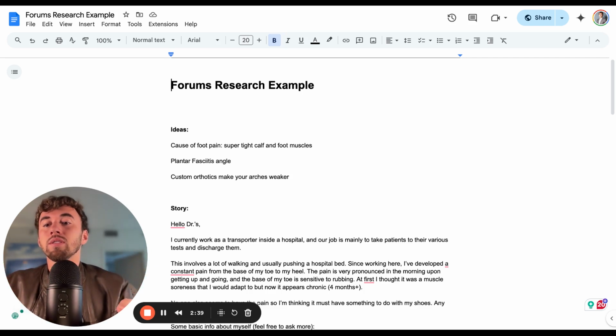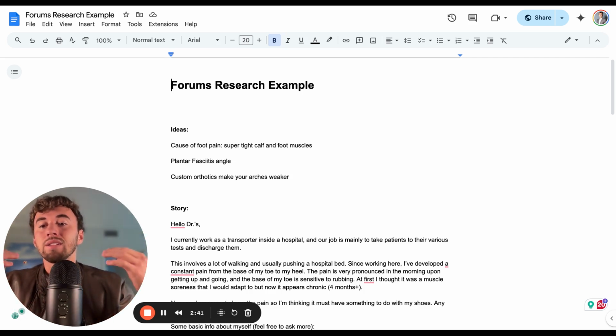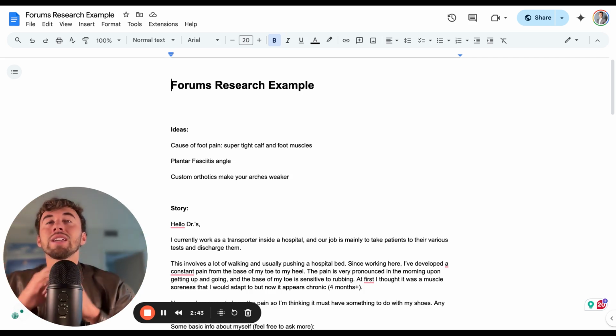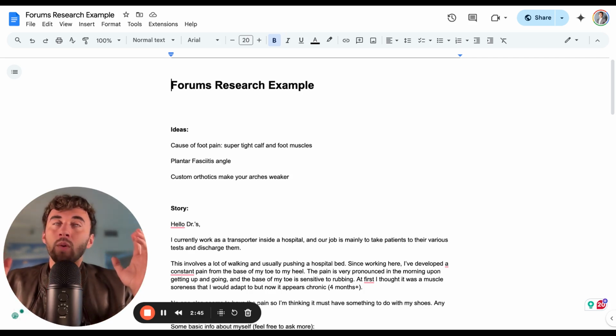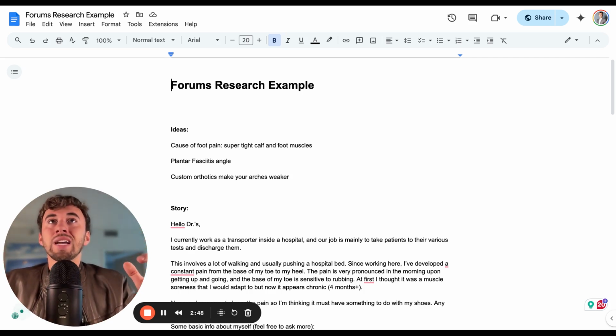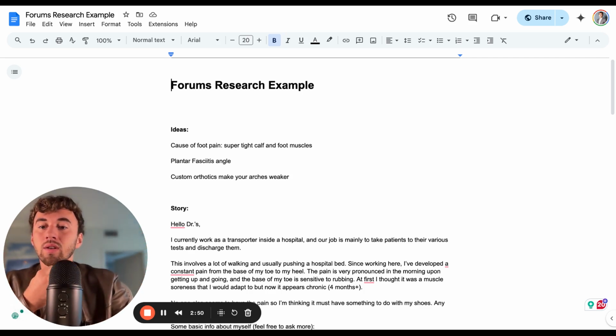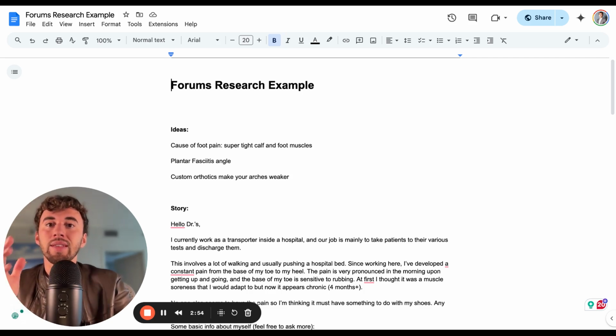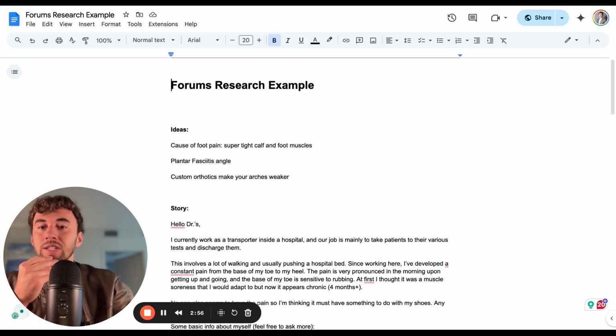Oftentimes people don't go into the research very in depth, and that leads to very shallow VSLs where they're just taking a very broad angle without any type of powerful phrases, without any type of great mechanisms or relatability to the target avatar. So the research process is very important, and this can get you started doing this good research.